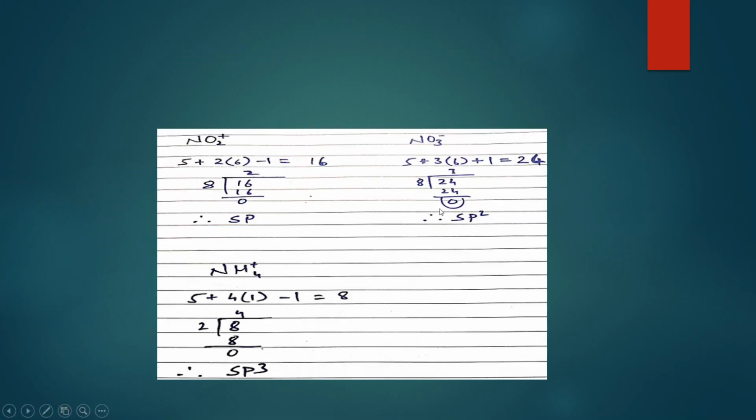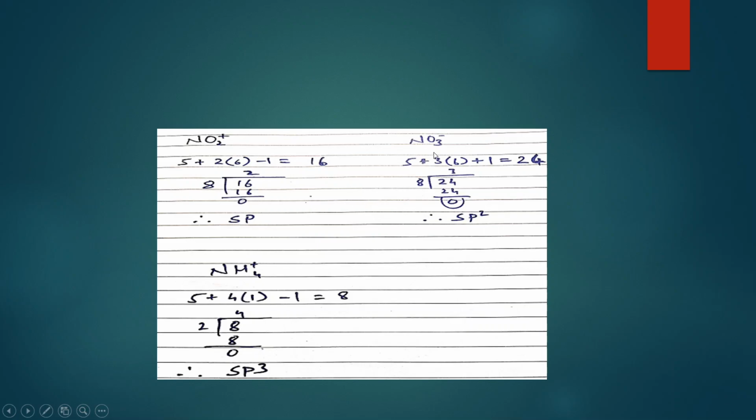So first one, NO2 plus. Now electronic configuration of nitrogen is 2,5. There are 5 electrons in the valence shell, and that of oxygen there are 6 electrons in the valence shell. So the sum total is 16 because there is a positive charge carried by it. So it is greater than 8 and less than 54. Therefore it is divided by 8. 8 into 2s are 16, 0 remaining, so it is sp.